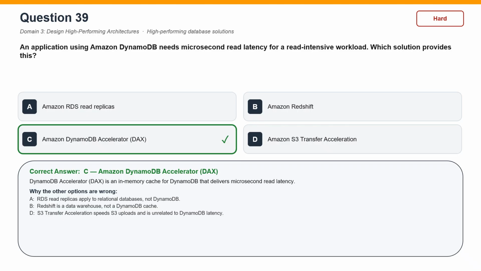Amazon RDS read replicas is incorrect. RDS read replicas apply to relational databases, not DynamoDB. Amazon Redshift is incorrect. Redshift is a data warehouse, not a DynamoDB cache. Amazon S3 Transfer Acceleration is incorrect. S3 Transfer Acceleration speeds S3 uploads, and is unrelated to DynamoDB latency.